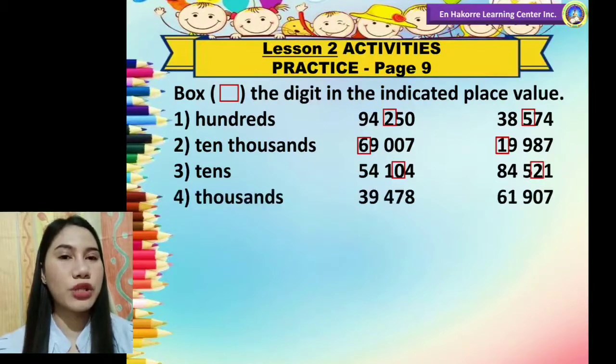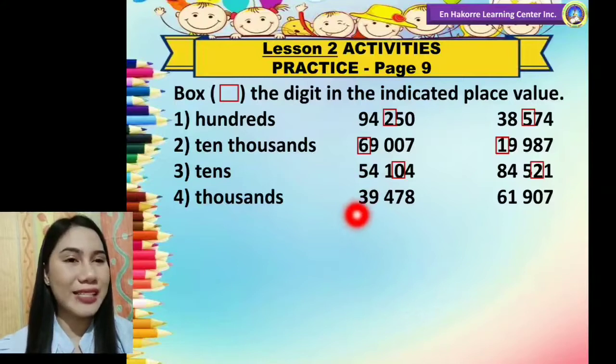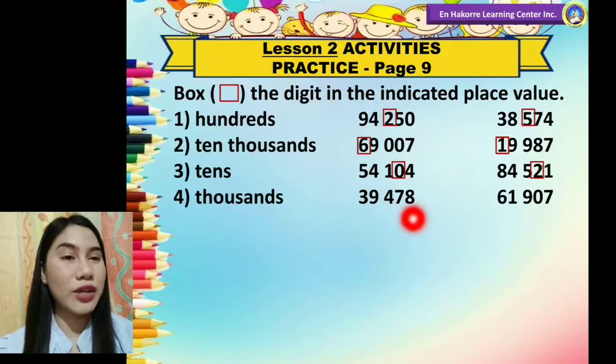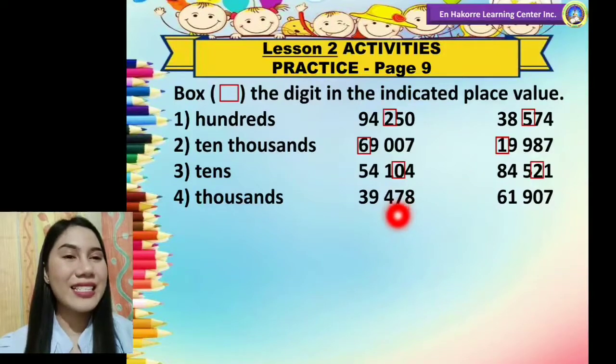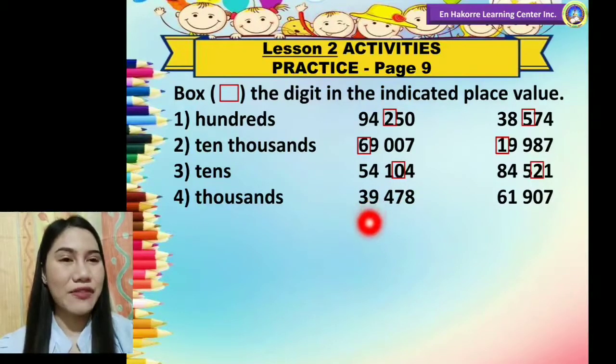Now, let's proceed to number 4. You have there thousands. So, let's try to find out where can we see the thousands place. The first number we have here is 39,478. Let's try to count the place value. So, we have there ones, tens, hundreds, thousands. Okay? So, you have there number 9 on the thousands place.